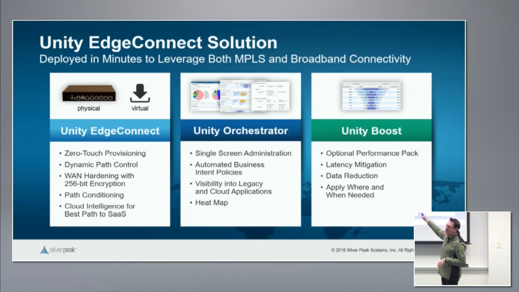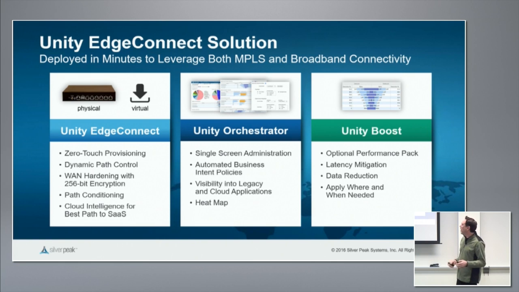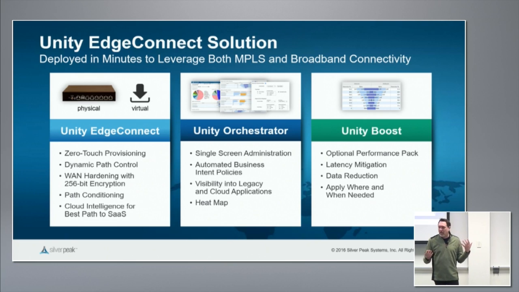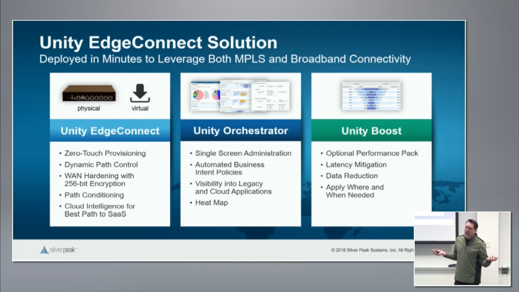Orchestrator gives you visibility into not only legacy applications that might be going to your data center, things like file sharing and legacy email, but also visibility into all the cloud applications. So everything that's going to SaaS offerings, that's all being delivered over HTTP and HTTPS. And then finally, a heat map, which is one of the key components that lets you easily troubleshoot a network that could be not tens or hundreds, but thousands of devices.